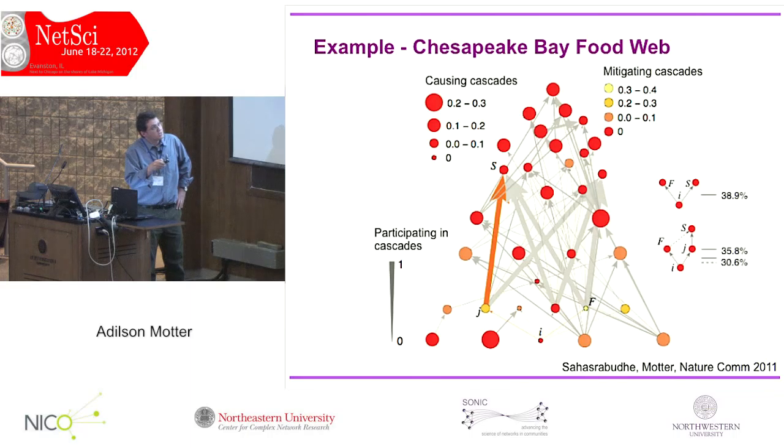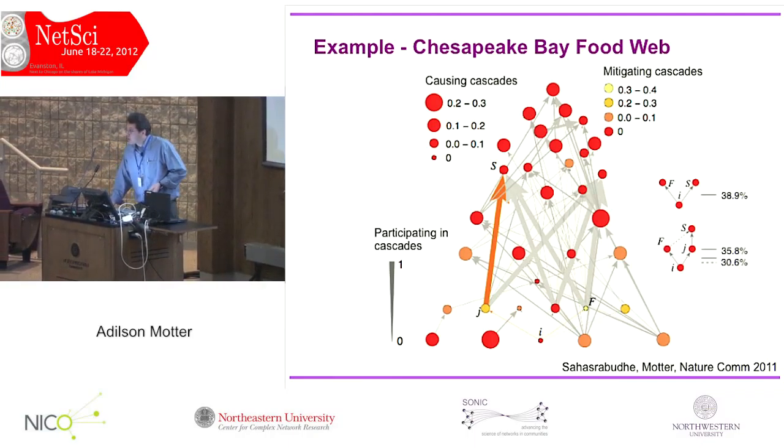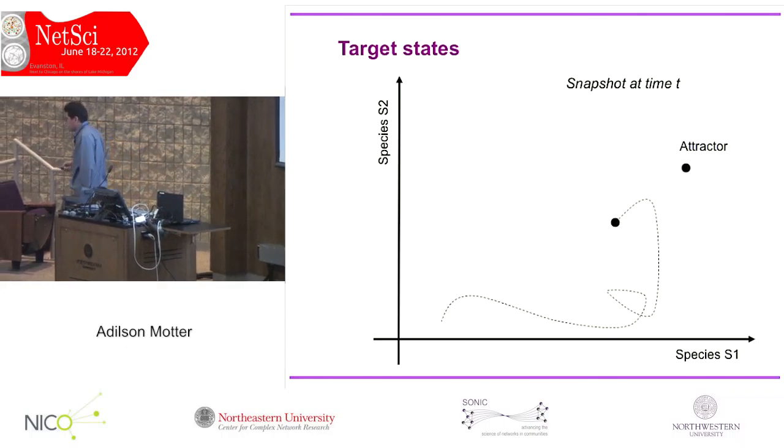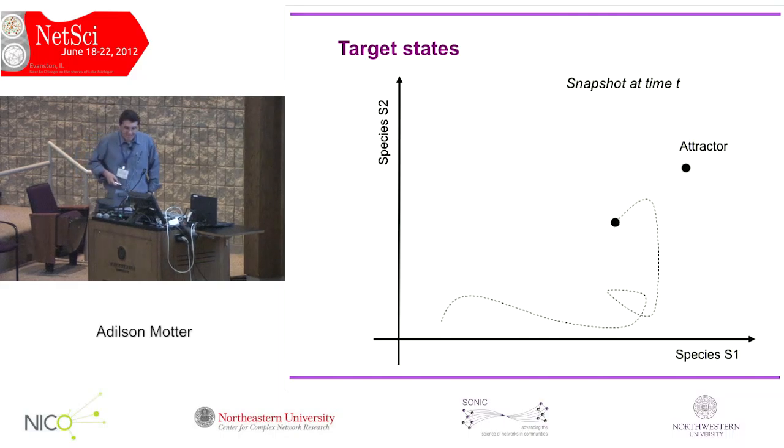Okay? In this case here, the removal of F increases the population of I, which increases the population of J, which in turn increases the population of S. Okay? So these are, in fact, generic properties. We tend to find this in not all, but most systems that we have studied in different domains.